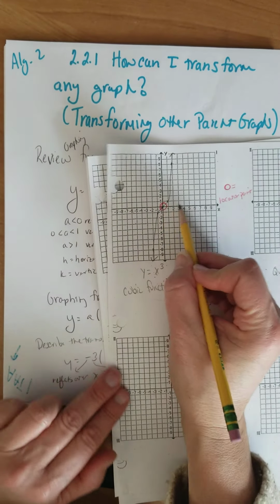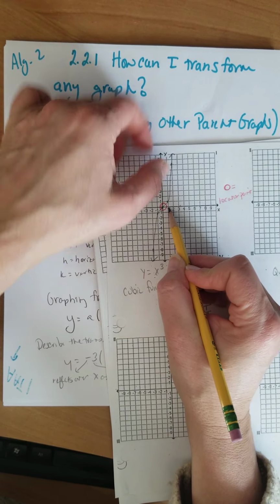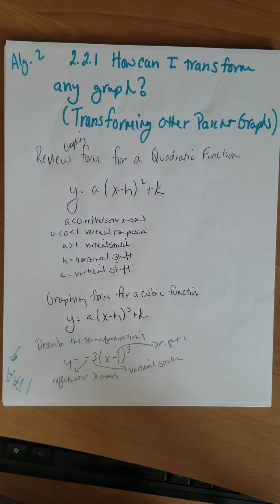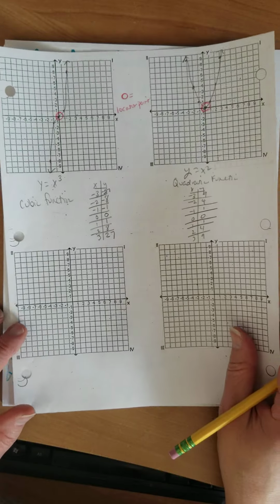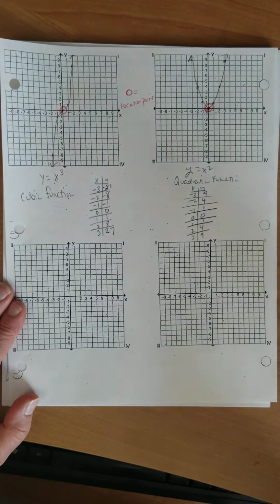So what we would do is picture this thing moving to the right 1. We're going to reflect it over the x-axis, so that means everything up will be down. And then we're going to stretch those points away from the middle. All right, so that is what that one is. That's my cubic function, and that's how we'll do all of them. We have a lot of functions to do, but important is that locator point.